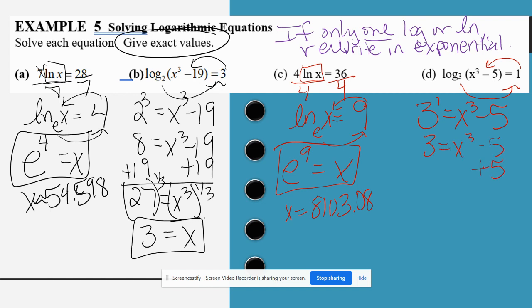To get x alone, I would start by adding 5 to both sides. We have 8 is equal to x cubed. And then the third root of 8, or 8 to the 1/3 power, is 2. And so x is equal to 2.